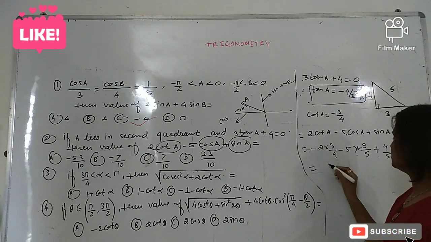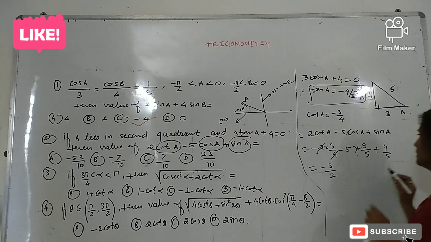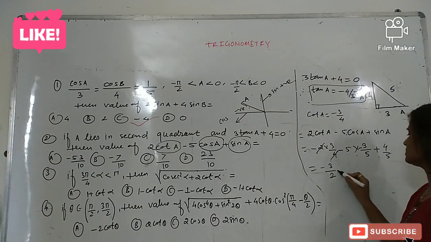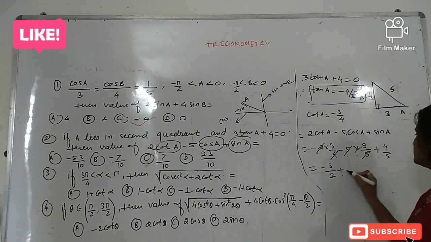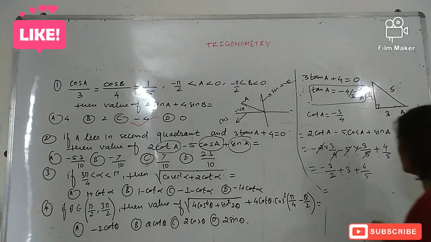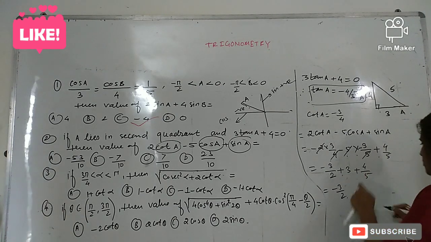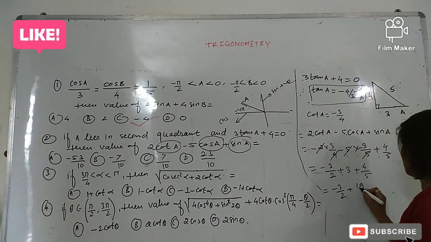Now complete the calculation. So this 2 and 4 get cancelled, so it is minus 3 by 2. This minus will become plus, and 5 cancels. 3 plus 4 by 5. So minus 3 by 2 as it is, 15, 15 plus 4 is 19.